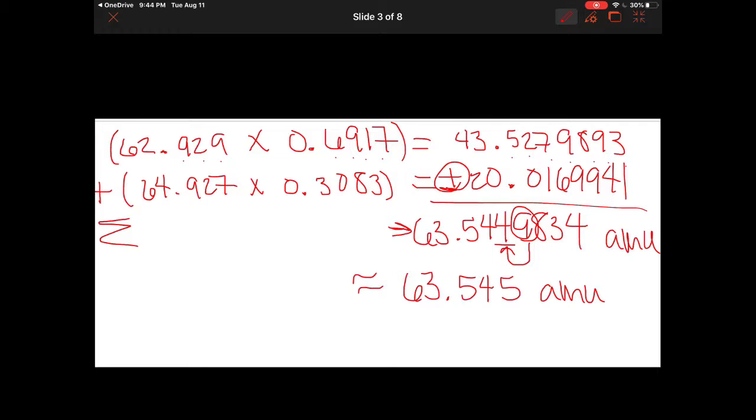So the 9 rounds up to 5, the 4 rounds up to 5 because of the 9. So our final answer is 63.545 AMU for our average atomic mass. All right, so again, I want you to practice on the next one and then watch the work to see what's going on.